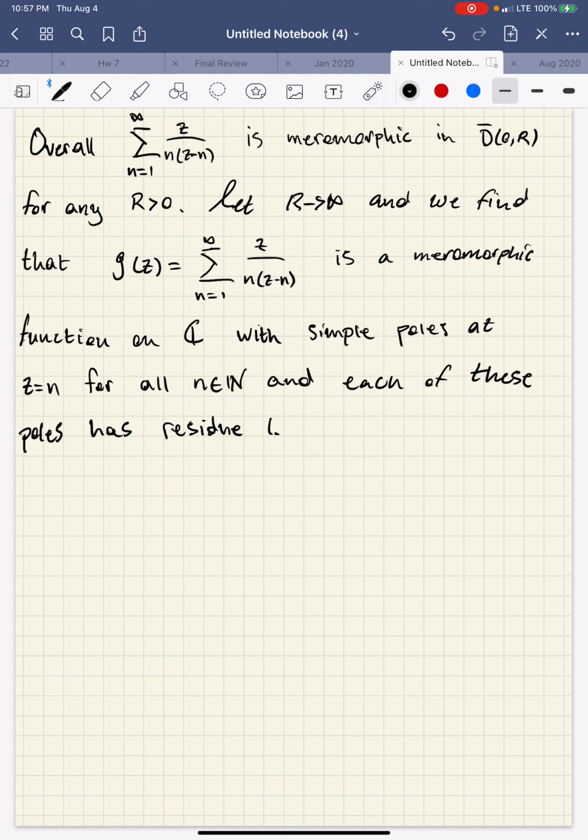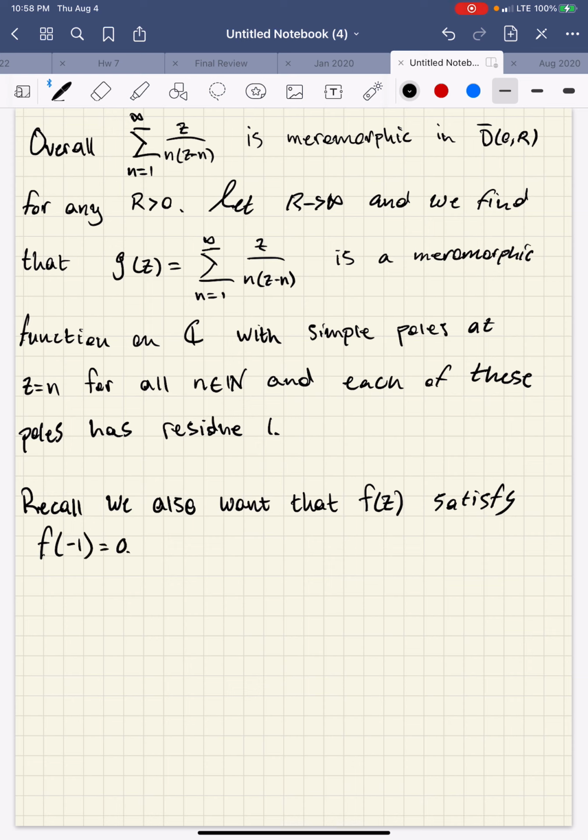So we're almost there. g of z is almost the desired constructed function, but recall that we also want that f of z, which is the function we were trying to construct in the problem statement, satisfy, I believe it was, f of negative 1 equal to 0. So all we need to do here is add some constant to g such that this is true.